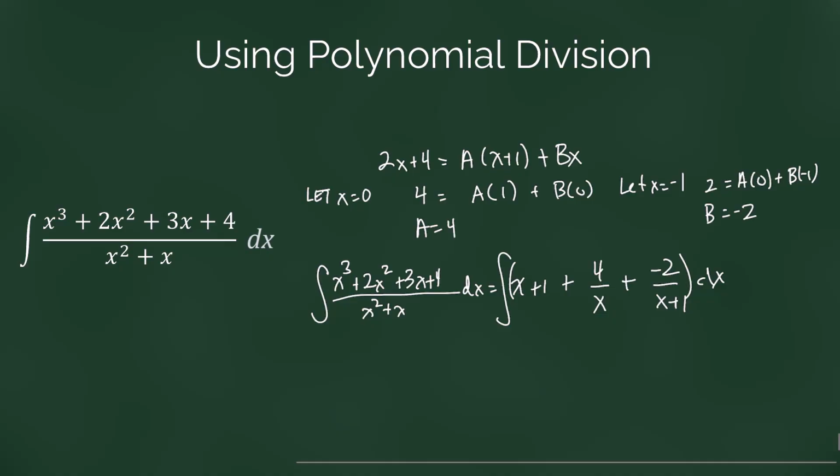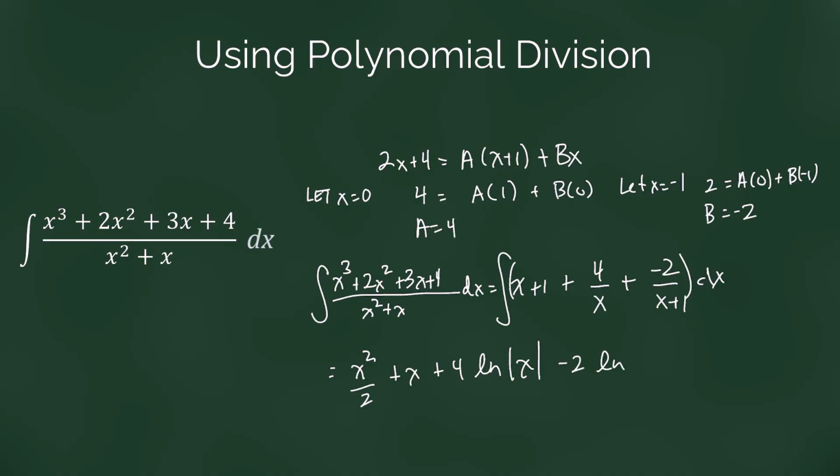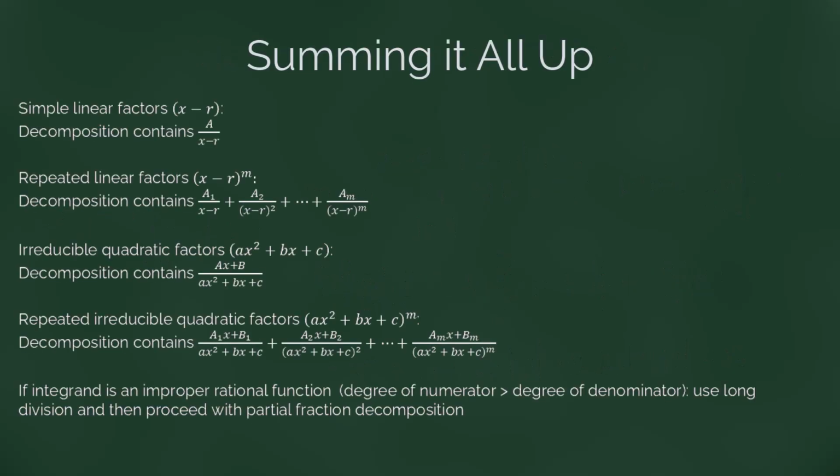And now we can think about each of these pieces. So the antiderivative of x is x squared over 2. The antiderivative of 1 is x. The antiderivative of 4 times 1 over x is going to be 4 times the natural log of the absolute value of x. And then the antiderivative of -2 over x plus 1 is going to be -2 times the natural log of the absolute value of x plus 1, plus our constant C.